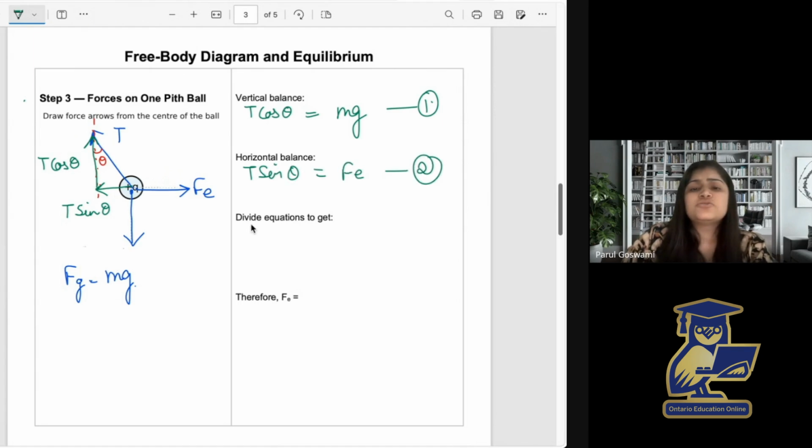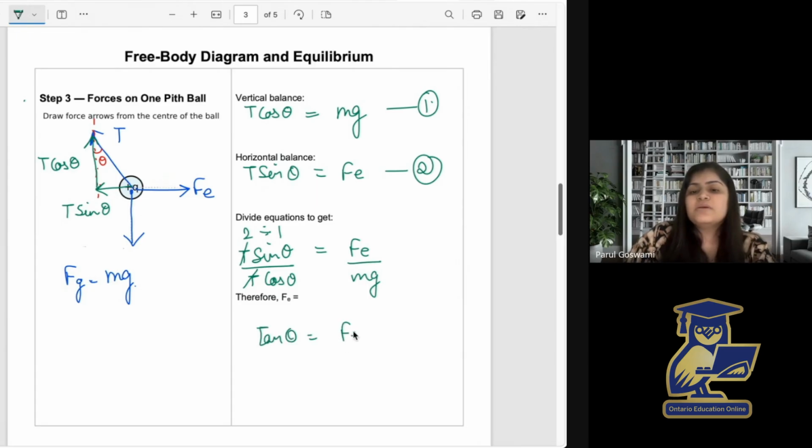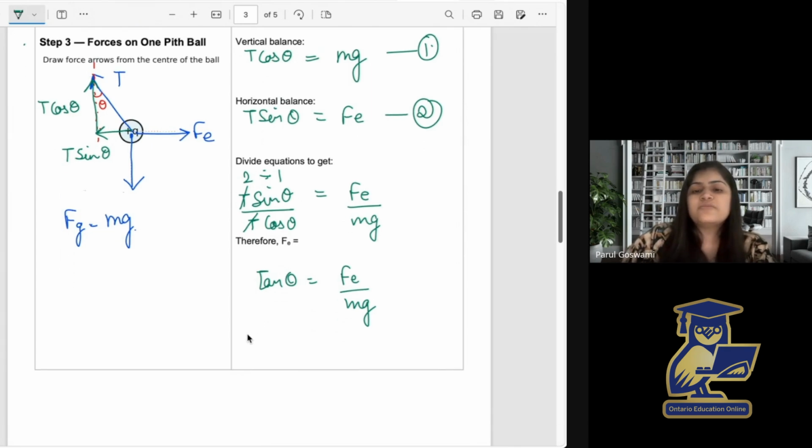Now I can divide these two equations and we will get the electrostatic force Fe. So 2 divided by 1, I will write T sine theta divided by T cosine theta, where I'm dividing LHS with LHS and RHS with RHS. So Fe divided by mg. Now T and T can be cancelled and the ratio sine theta over cosine theta would become tan theta equals Fe over mg. So now we can isolate Fe, and Fe would become mg times tan theta.